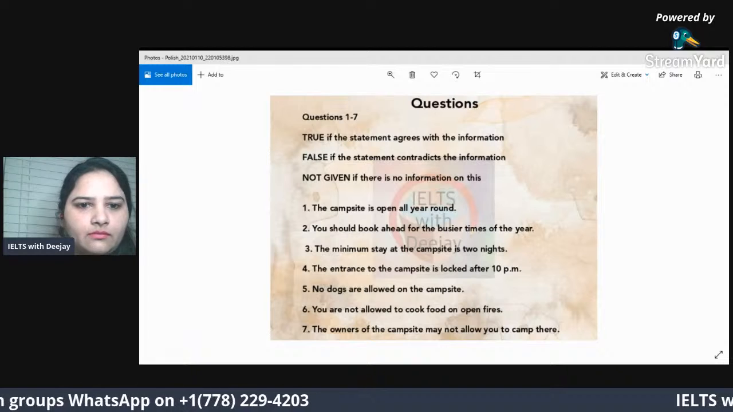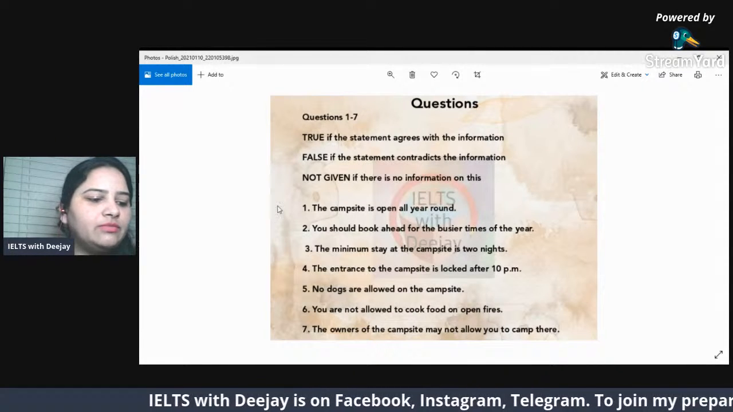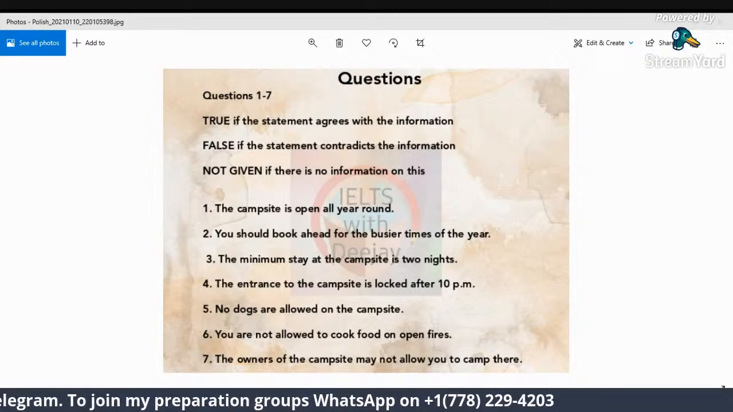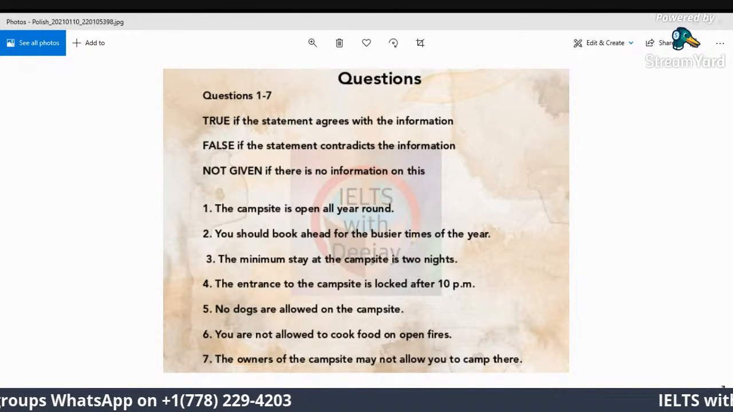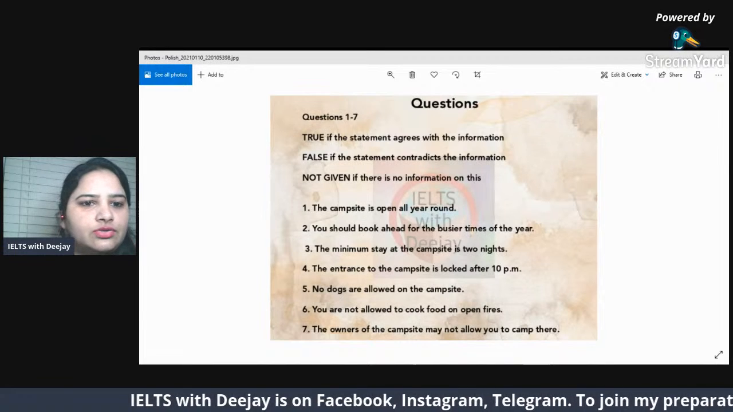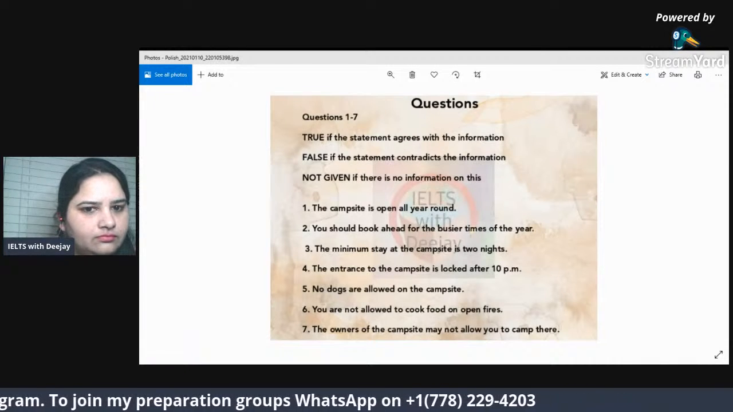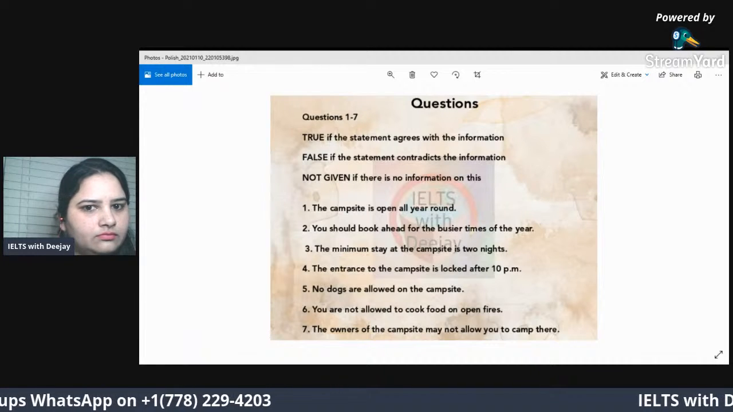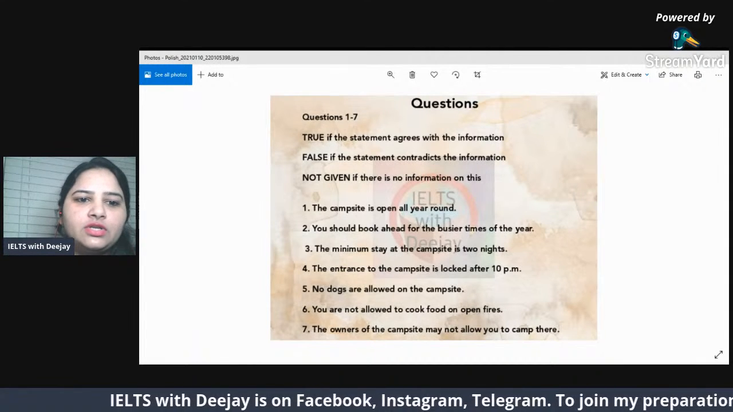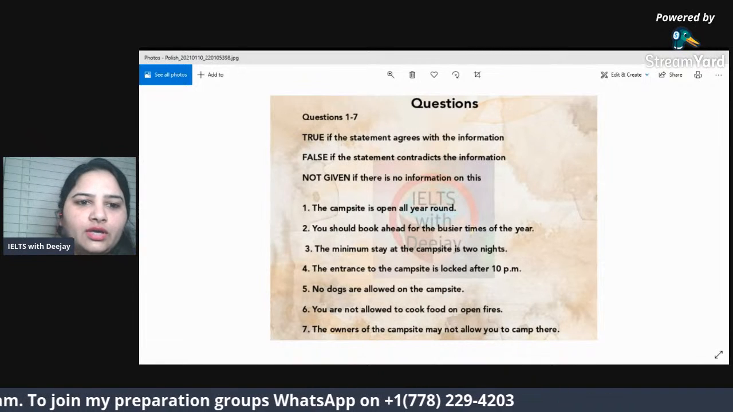What is the answer for the second one? You should book ahead for the busier times of the year. Find this one. Find the answer for the second one. Second is true. Others? Because one option is there for true. What do others think? Okay, second option is also true.